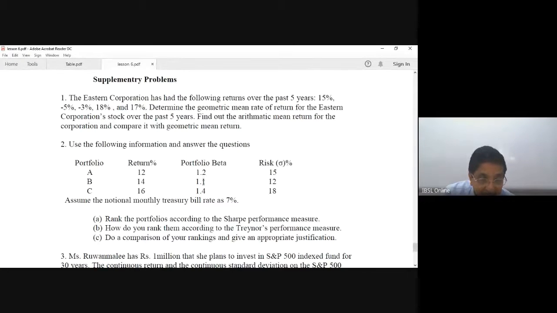Because all data is available here with regard to your calculations, all the data available and very straightforward also. No confusing type of things. Yes, anything you need to clarify or whatever?